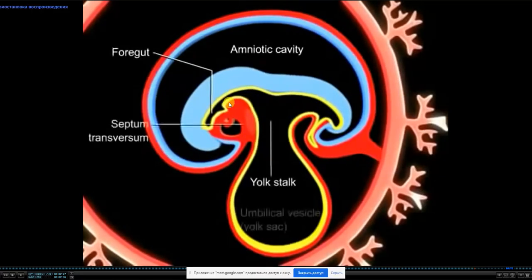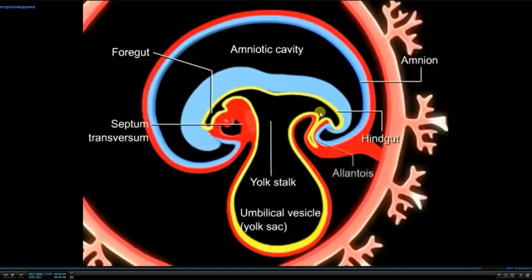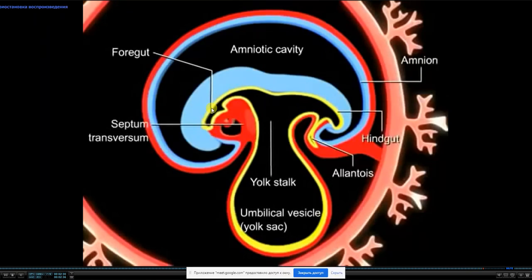And the septum transversum, once again, is the diaphragm, and predominantly the diaphragm is made up of the septum transversum. And now you see 3 portions of the digestive tract are formed: the foregut, the midgut, which is connected with the yolk sac, and the hindgut. Now we have to concentrate our attention on the foregut, because the foregut is the main structure responsible for respiratory tract formation.